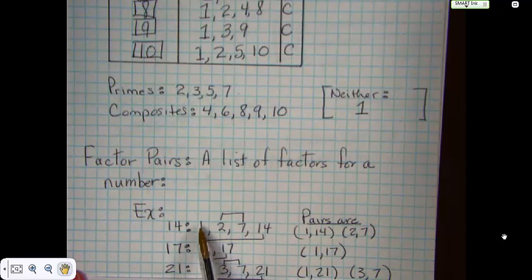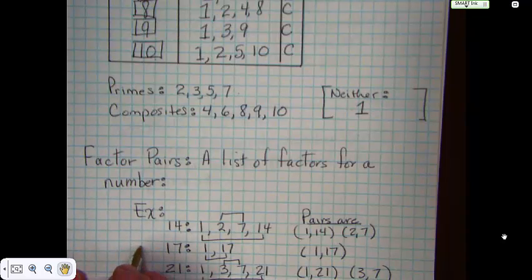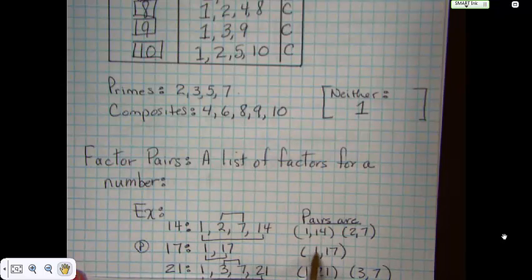You can get 14 by taking 1 times 14 or 2 times 7, which I've been saying that way on purpose. So the pairs are 1 times 14 and 2 times 7. 17, remember, is a prime because it can only be gotten by multiplying 1 times 17. So the only factor pair for 17 is 1 times 17.